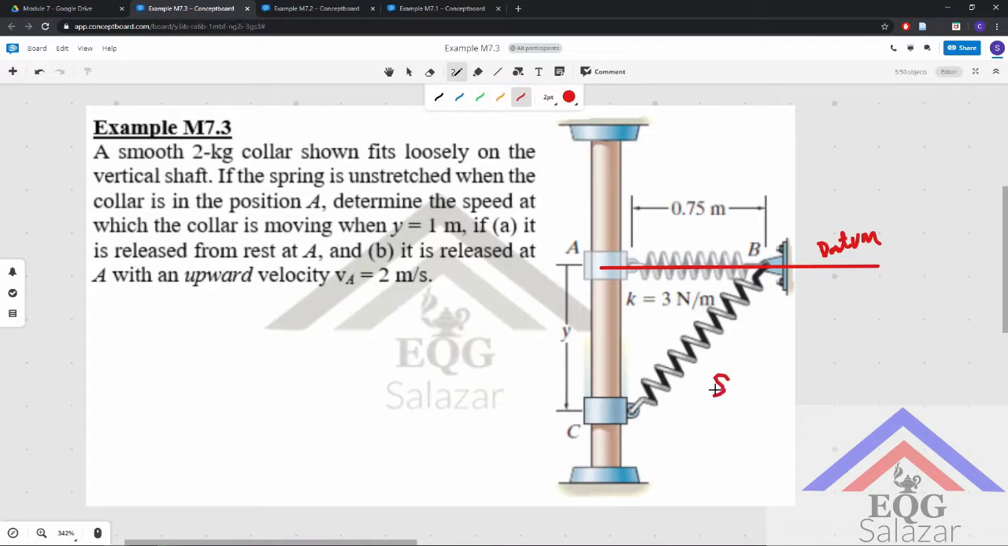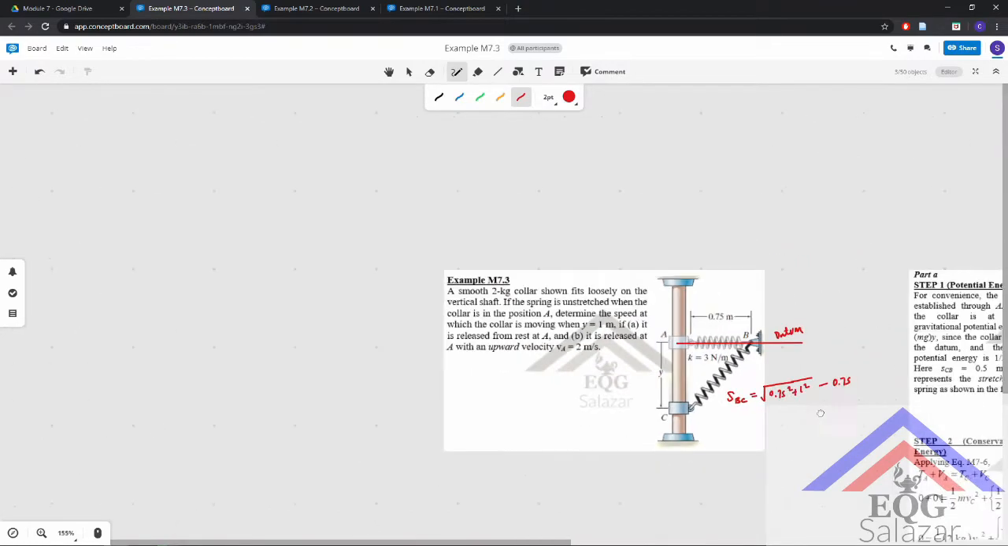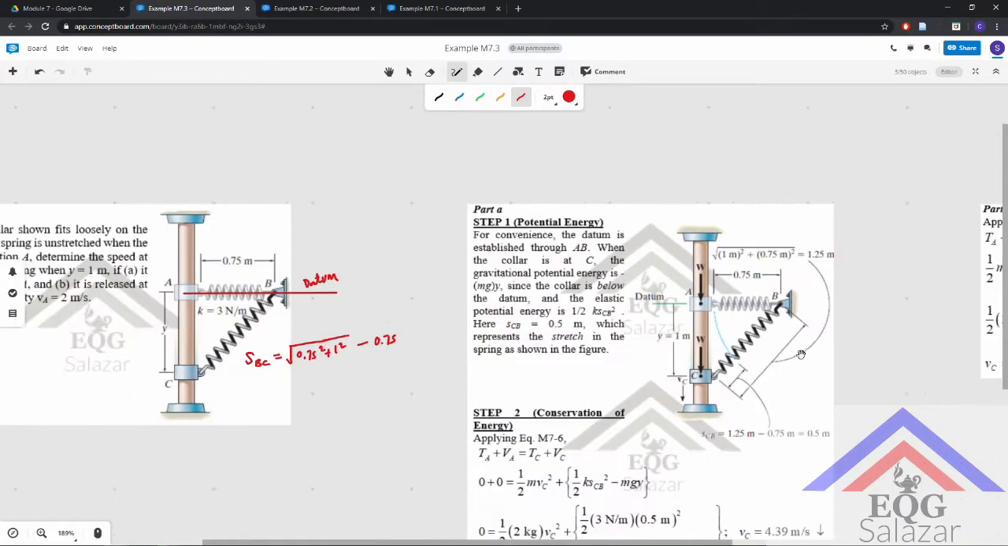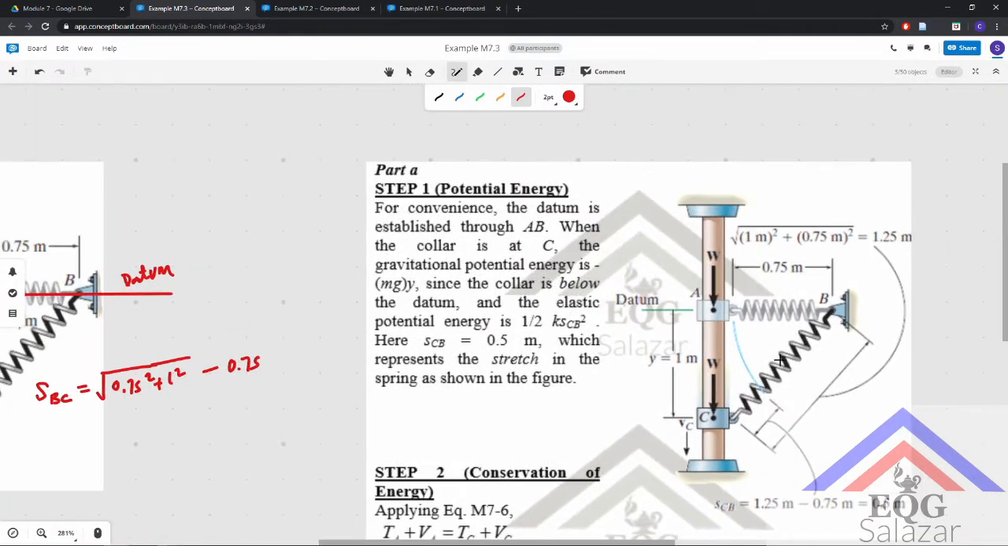And therefore, you can solve the deformation of the spring here, let's say SBC, by taking the length of the hypotenuse, which is the square root of 0.75 squared plus 1 squared, right? And then subtracting the original length from this quantity, so minus 0.75. All right, so this should not be difficult for us to understand, okay? And that is 1.25 minus 0.75, and therefore SCB is just 0.5.